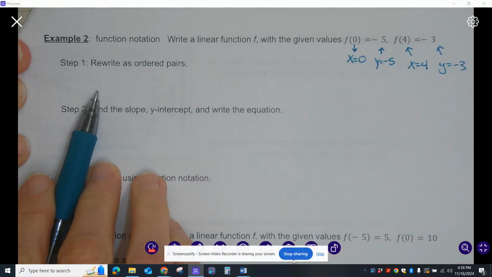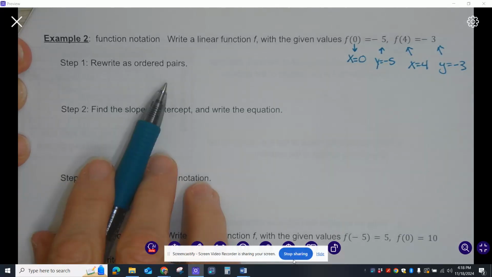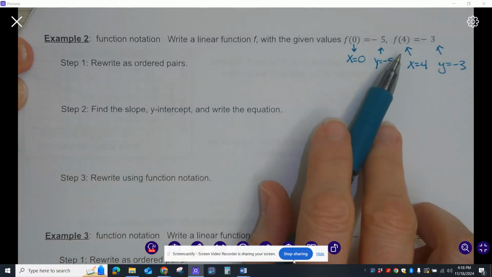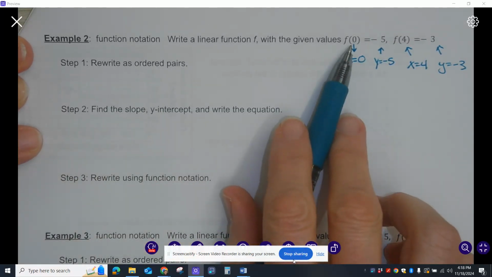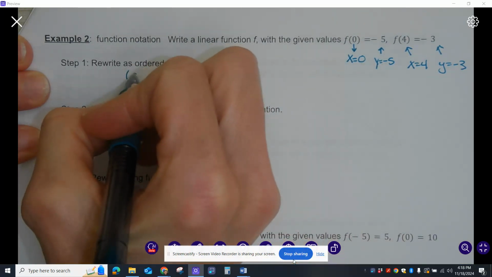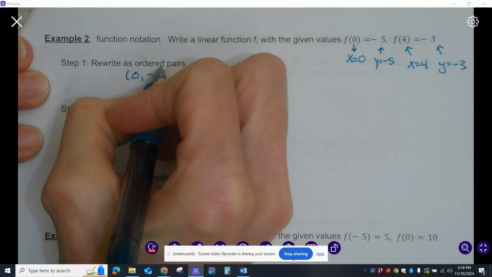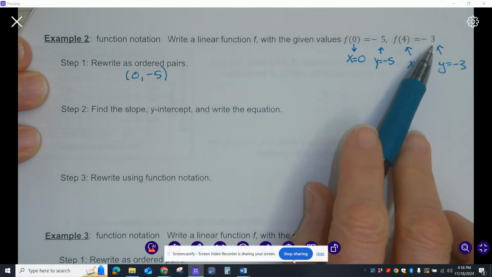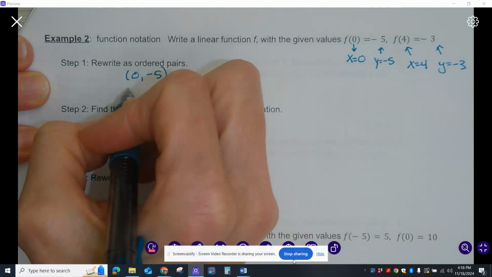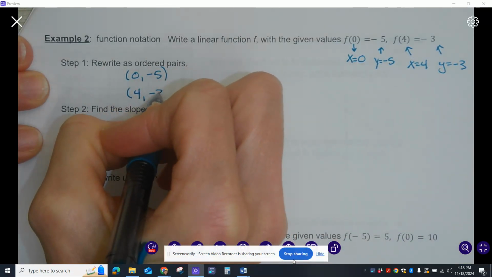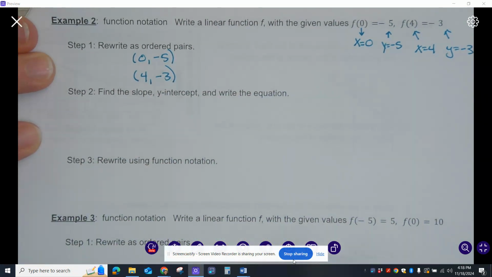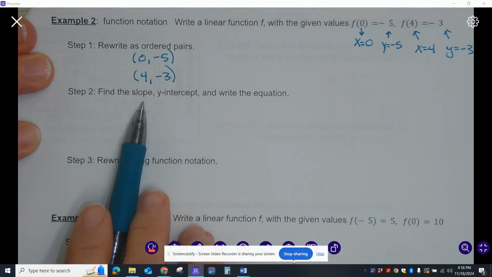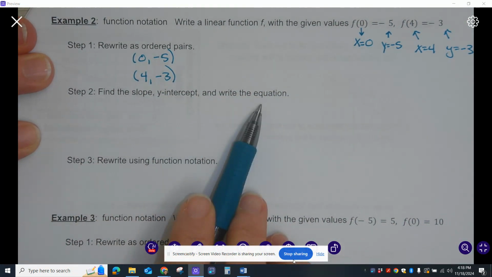So step 1 says write as ordered pairs. So write your function notation as ordered pairs. Well, f of 0 equals negative 5 is the same as 0, negative 5. f of 4 equals negative 3 is the same as 4, negative 3. Now it says find the slope, the y-intercept, and write an equation.